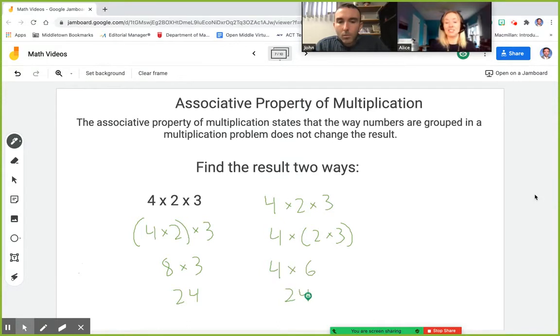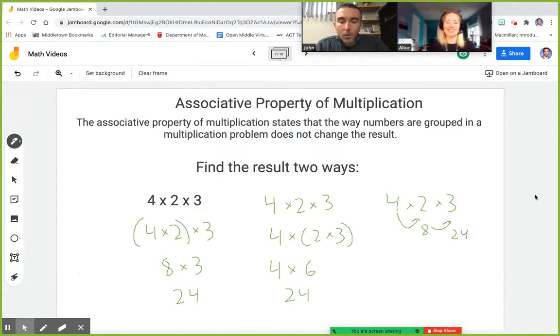Now, the instructions say to find the result two ways. Just to mention, of course, we could have just handled it left to right because it's all multiplication and kind of done it in our head as 4 times 2 gives us 8 and 8 times 3 gives us 24. But showing the grouping shows how multiplication is associative.